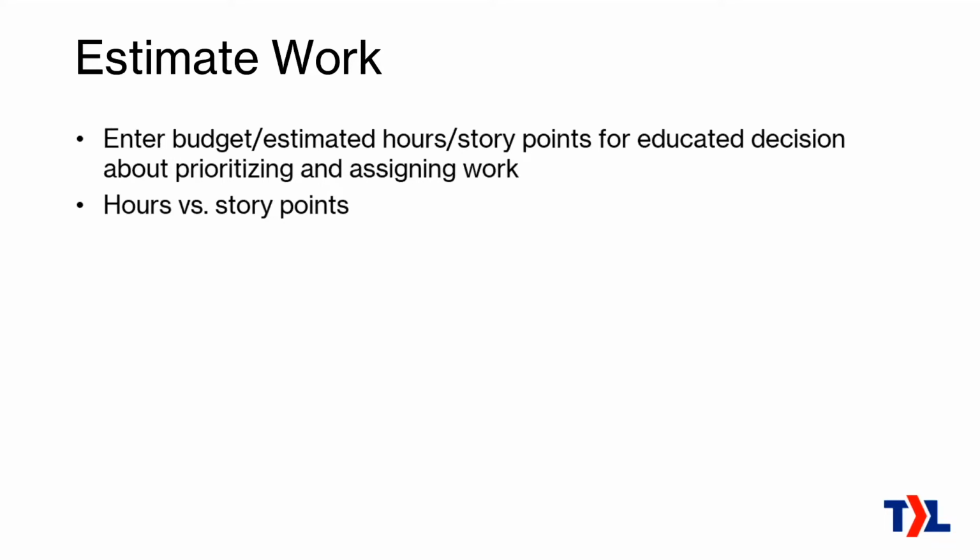Let me just mention hours versus story points. Other people sometimes call it complexity points. That has to do with the Scrum methodology. Hours is exactly what it sounds like: how many hours it's going to take to do the work. Story points is a little different. It is estimating the complexity of the work, and the benefit of that is that it doesn't matter who does the work.